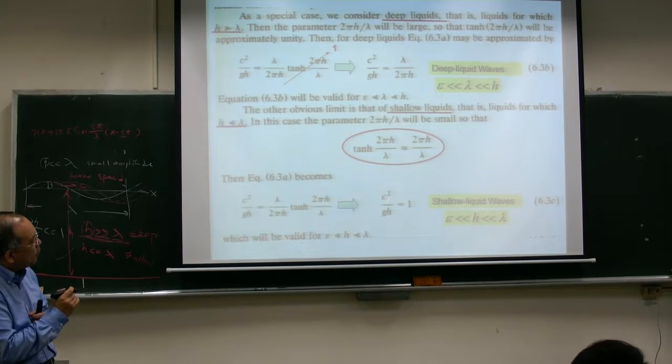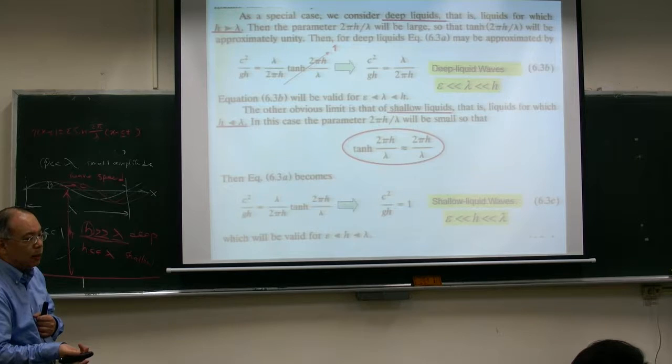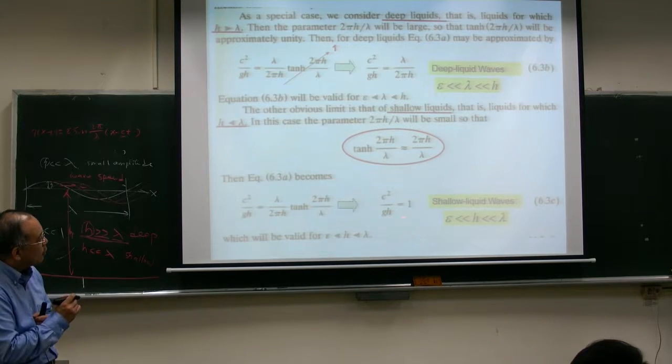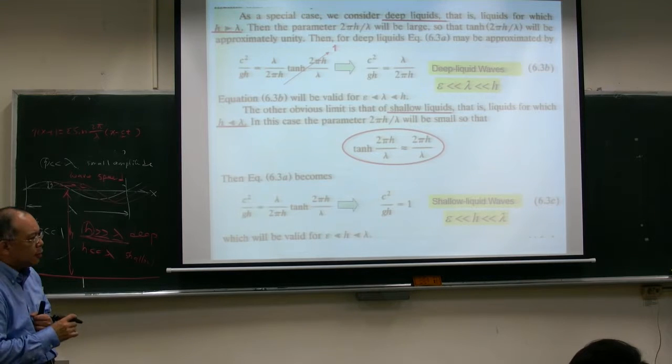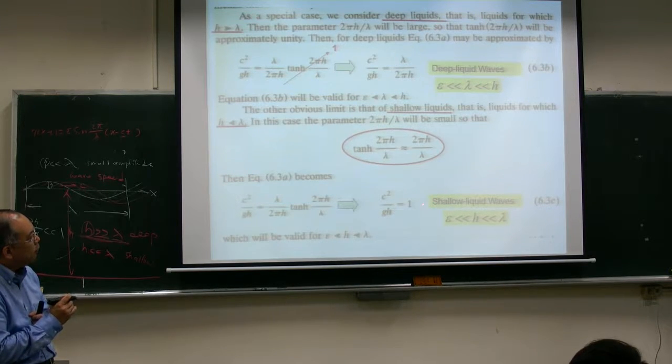And our wave speed is no longer a function of lambda anymore. Lambda disappears in the dispersion relation. Here, C is a function of lambda, but for the shallow liquid wave all waves have the same speed, the shallow wave speed. So this is the shallow liquid wave, under the conditions lambda much greater than h, and h much greater than epsilon. We have this dispersion relation.